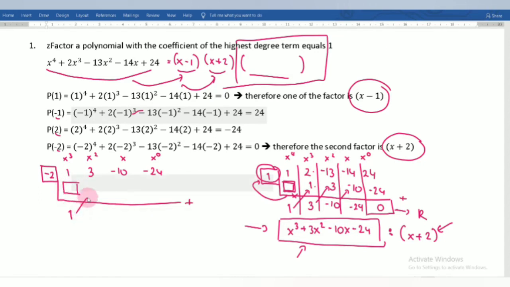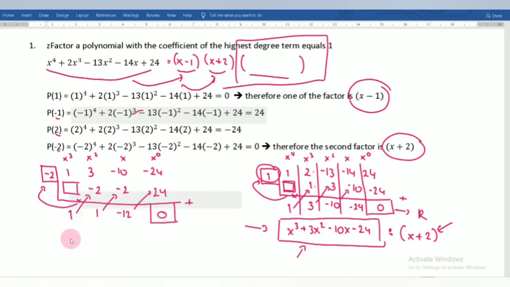When it goes here, you multiply it by negative 2. Remember, you multiply it by negative 2. So it is negative 2. 3 plus negative 2, it is 1, right? And then when it goes here, you multiply it again with negative 2. Negative 10 minus 2, it is negative 12. Negative 12, when it goes here, you multiply it by negative 2 again. So it is 24. Negative 24 plus 24, it's 0. So this will be the remainder.